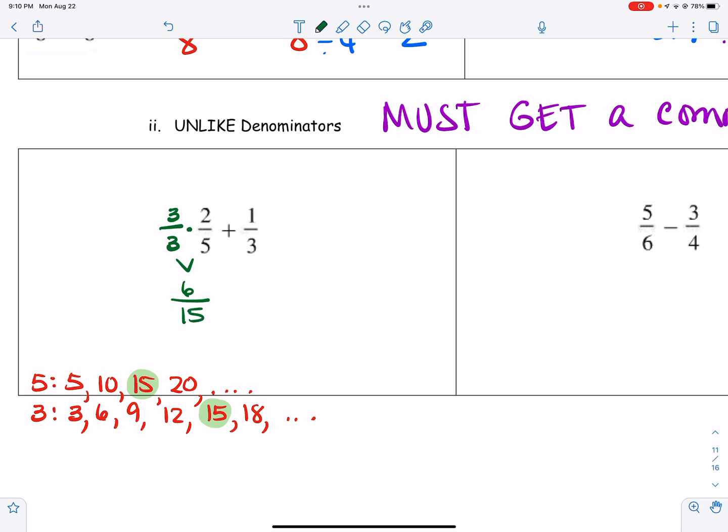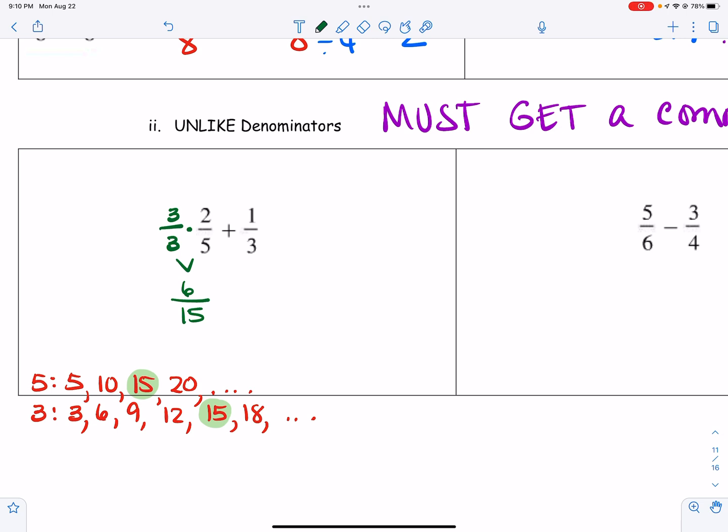And then here's the question I get from students: well, so should I reduce it? Well, no, because if you reduce it, you're right back to where you started, and you can't add those fractions. So the reducing does not come until the end, okay? Now I move to the next fraction.